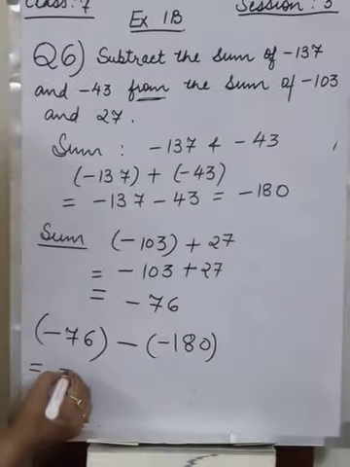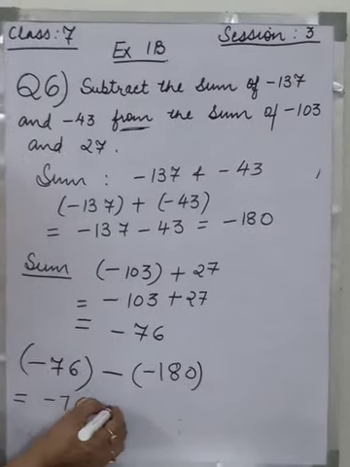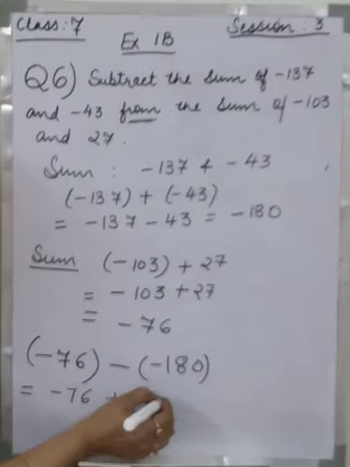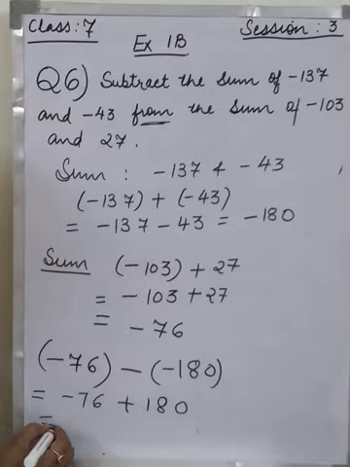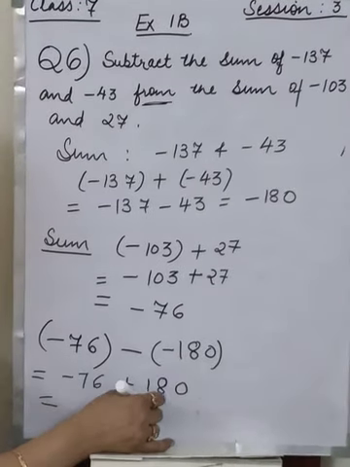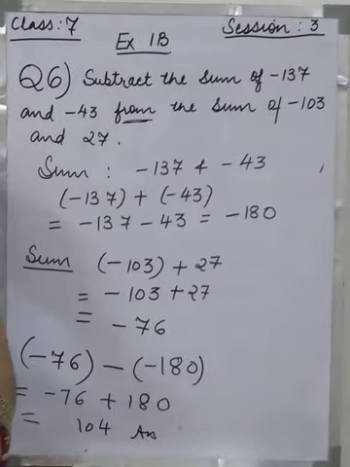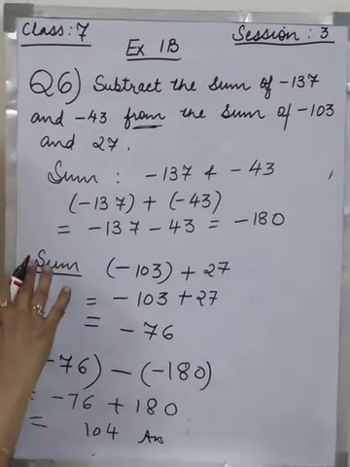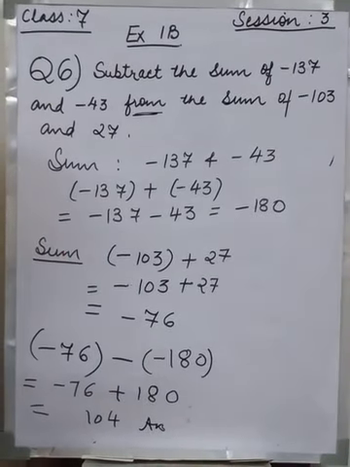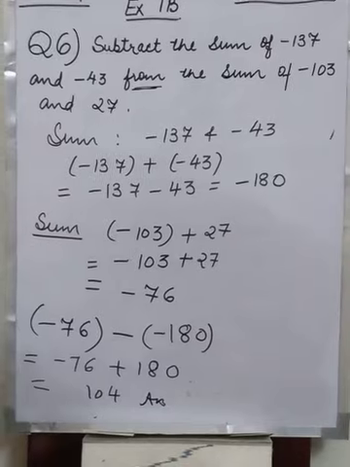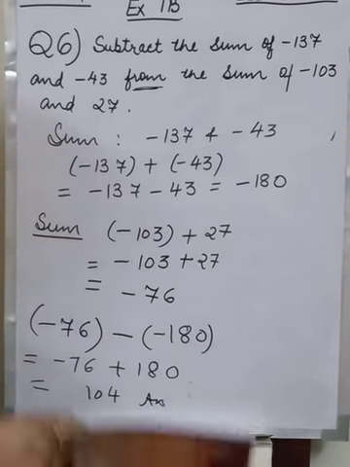Now we solve it. Minus minus will become plus and the answer will become 104. Now it's your choice. You can write the expression directly and then solve it, or you can find the sum separately and then write the expression and solve it. The choice is yours. You can do it either way.